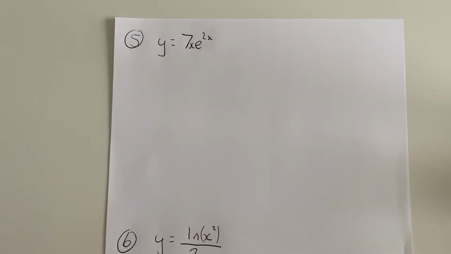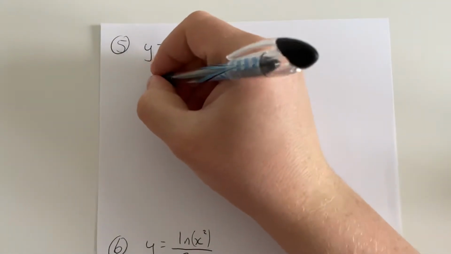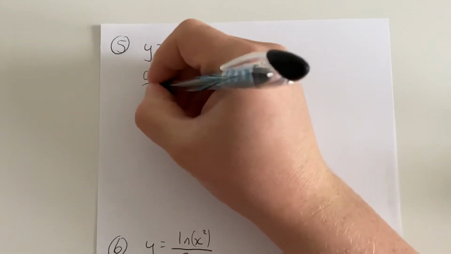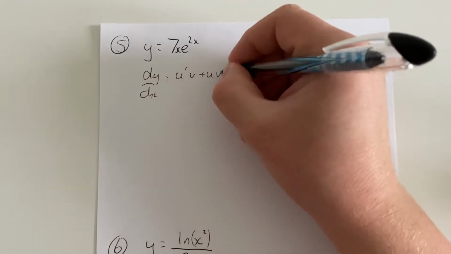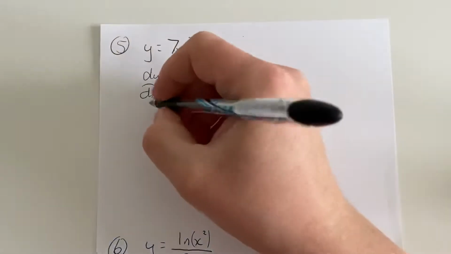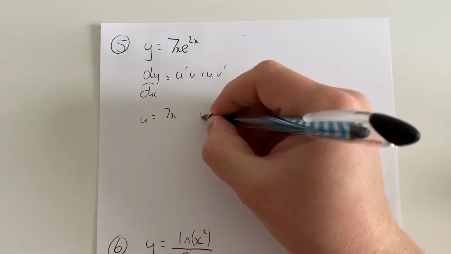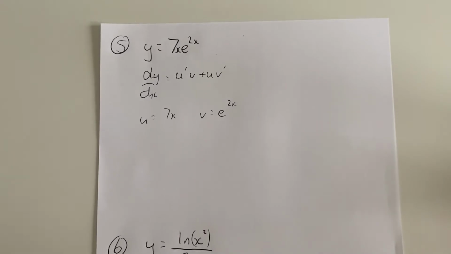So, other things you could have to do is you could have to use the product rule that we did the other day, and you could also have to use the quotient rule. So I've done one example of each. If you remember, dy by dx is u dash v plus uv dash, if you have essentially 7x as your u and e to the 2x as your v, because we have two things multiplied there.